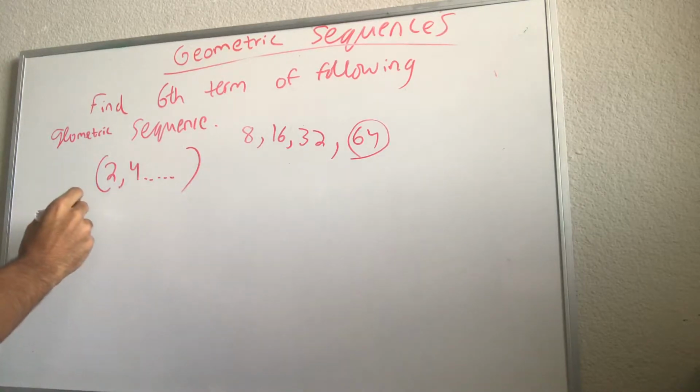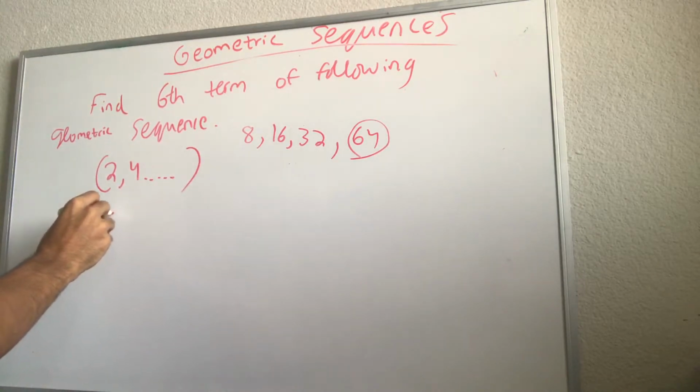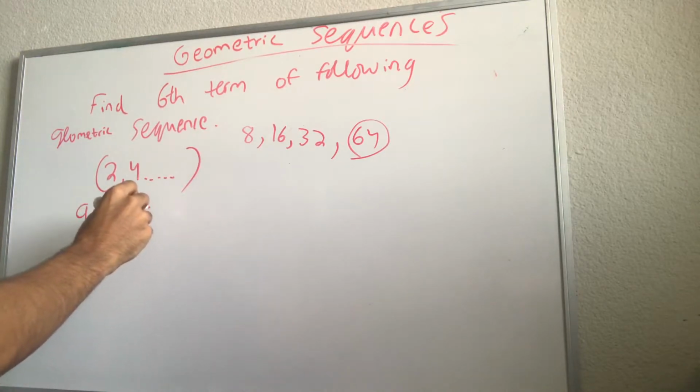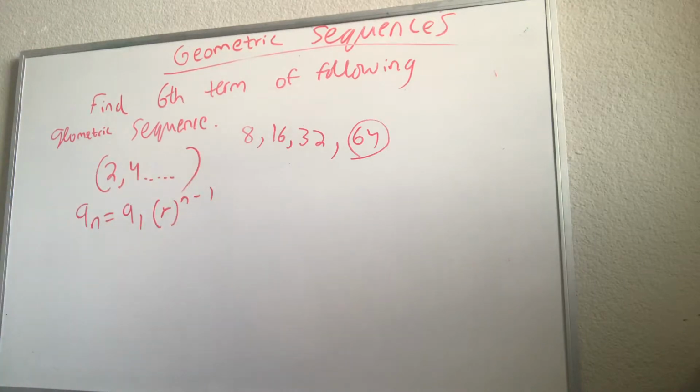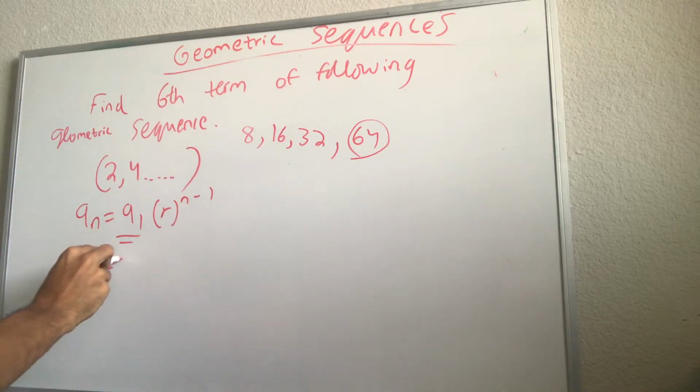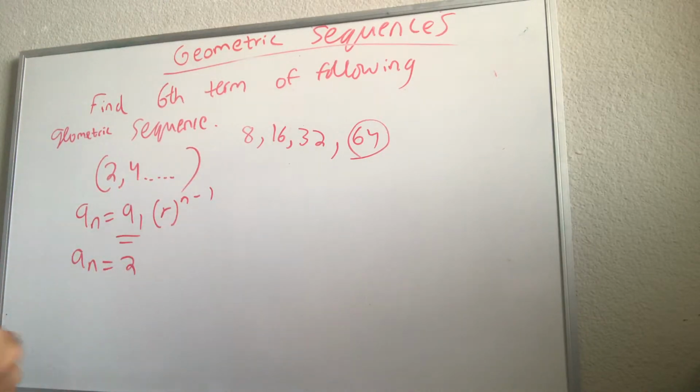So the formula states that an is equal to a1 times r to the power of n minus 1. Now that's the formula. We know the first term here is 2, and we also know what r is, because we don't need as many terms. Like for an arithmetic sequence, we just need 2 terms to tell the constant difference. For a geometric sequence, we really just need 2 terms to determine the common ratio.